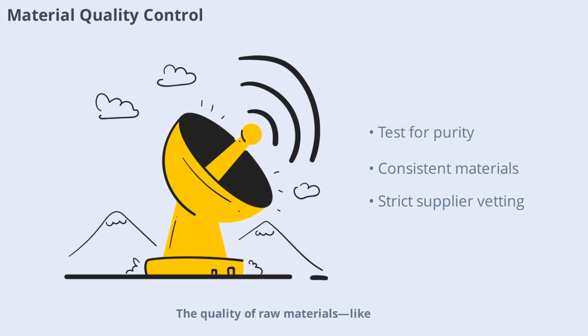Quality of raw materials like silicon wafers and chemicals directly affects yield. Suppliers are carefully vetted and incoming materials are tested for purity and consistency. Any variation can introduce defects, so strict quality control is a must. This attention to detail ensures that every chip starts with the best possible foundation.